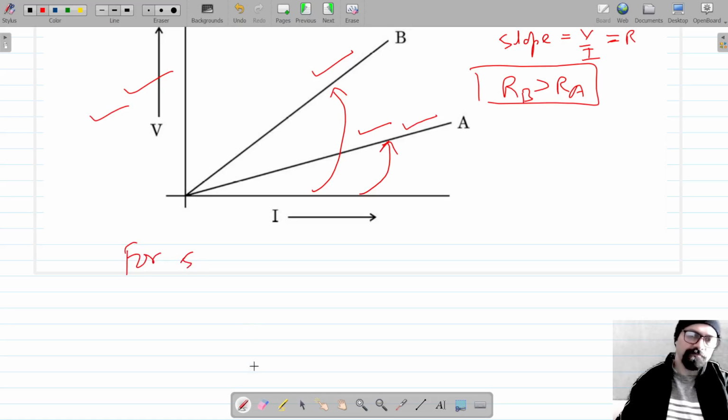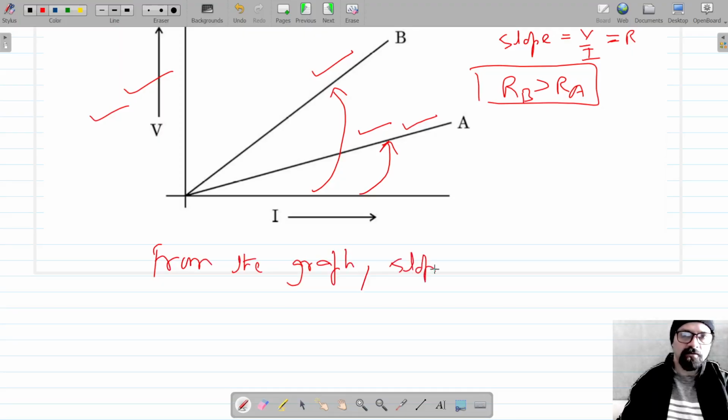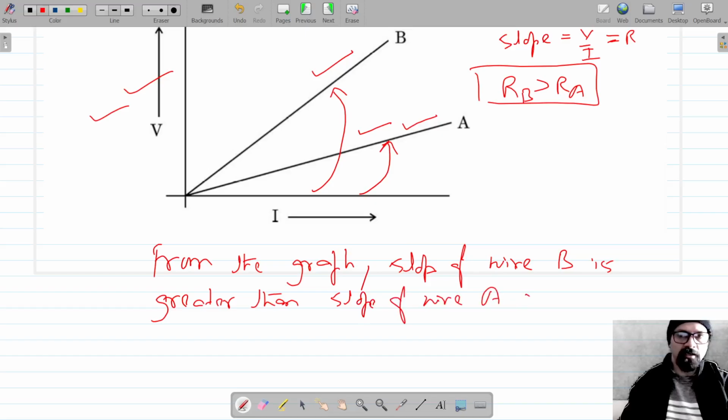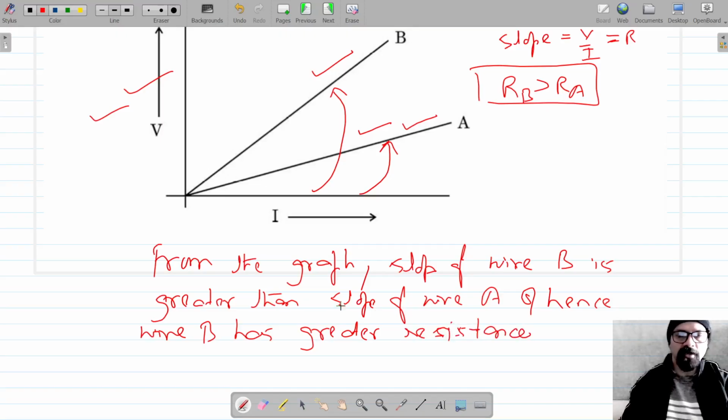So from the graph, we can write that the slope of wire B is greater than the slope of wire A, and hence wire B has greater resistance. Okay, so by this time we know that wire B has greater resistance.